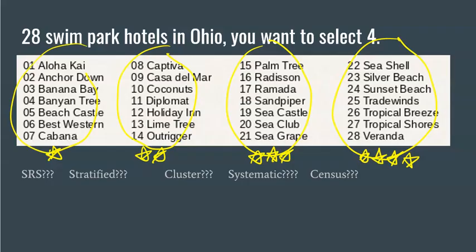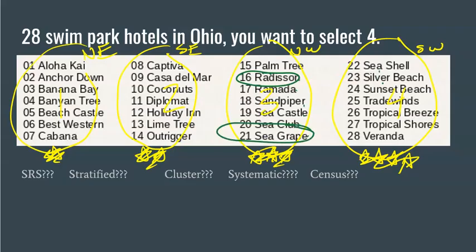Cluster could be if, instead of these being my stars, let's just say these were my hotels in the Northeast, Southeast, Northwest, Southwest. Now that's just convenient for me, right? That's where they already are. I don't have to do any work to put them in groups. Those are their groups. And then I'm going to label the groups 1, 2, 3, 4, and then one group becomes my entire sample. Systematic would just be picking a random starting point, like maybe Radisson, and then every 5th hotel: 1, 2, 3, 4, 5, Sea Grape, 1, 2, 3, 4, 5, Tropical Breeze, and so forth. And a census would be, again, going to every single hotel, which I don't have time for, so I wouldn't do it.